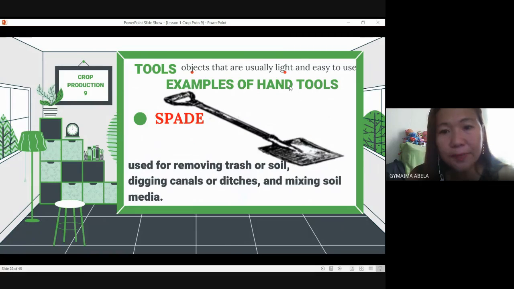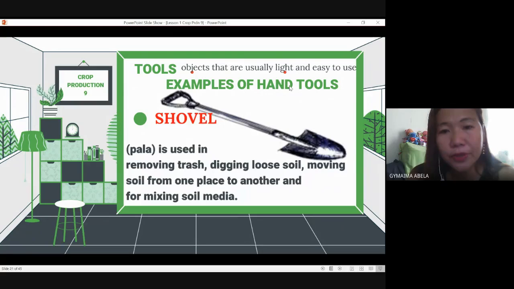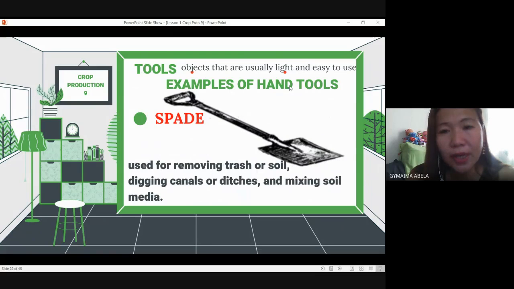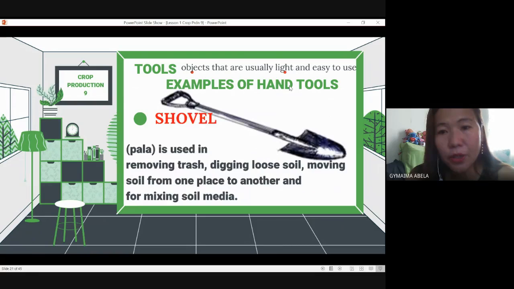Another example is the spade, used for removing trash or soil, digging canals or ditches, and mixing soil. What are the differences between the spade and shovel? The one that I flashed before is the spade. The spade has a flat edge, while the shovel has a pointed edge or pointed tip.